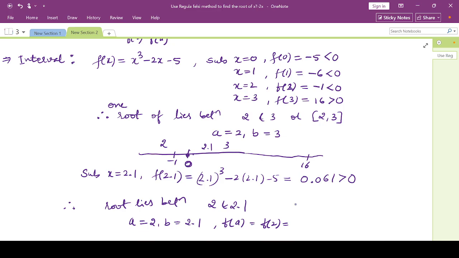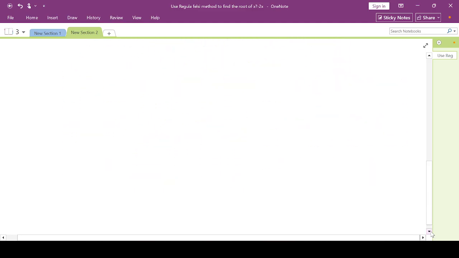What is f of 2 value? Already here, which is -1. And what is f of b? f of b is f of 2.1, which is 0.061. Now let us go for iteration. We'll go for iteration number 1.